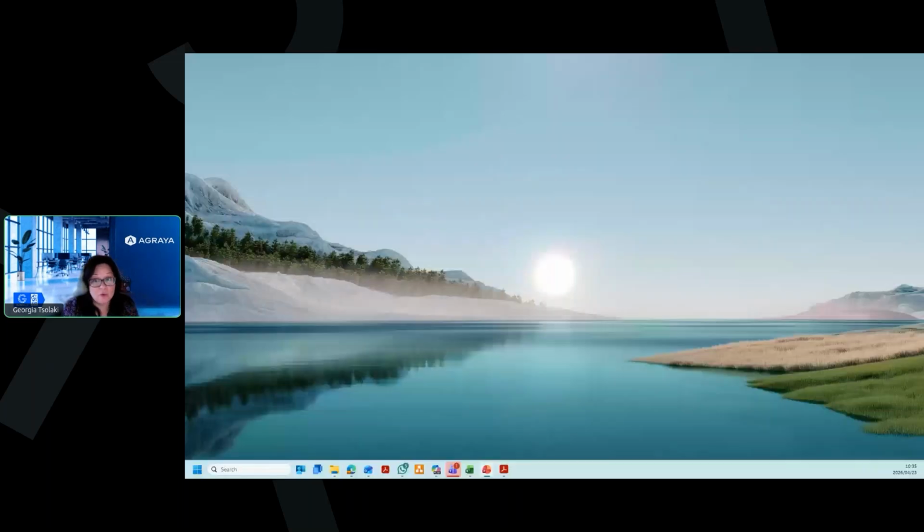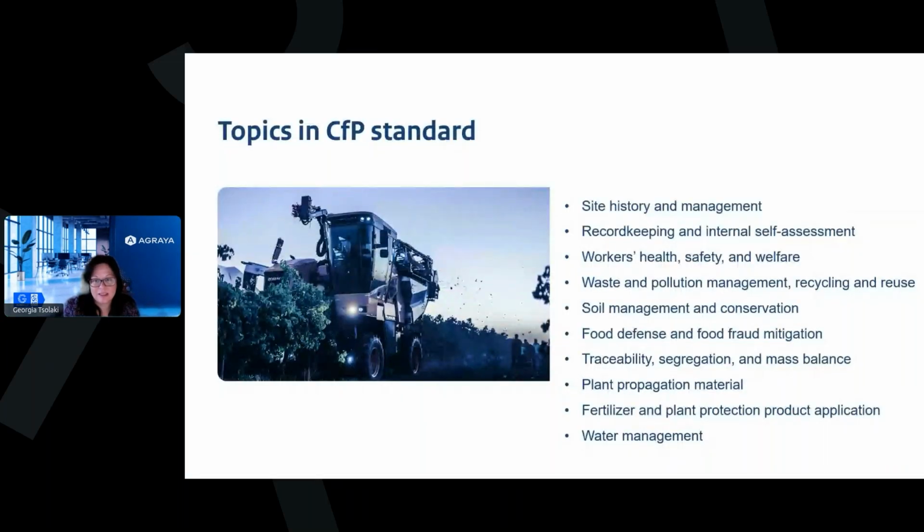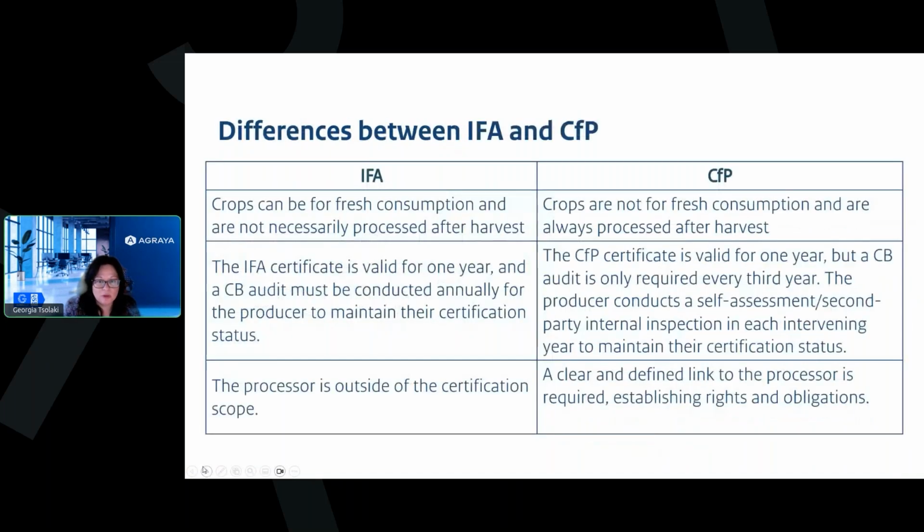So maybe you wonder, can you please proceed to the next slide? Maybe you wonder what are the differences.